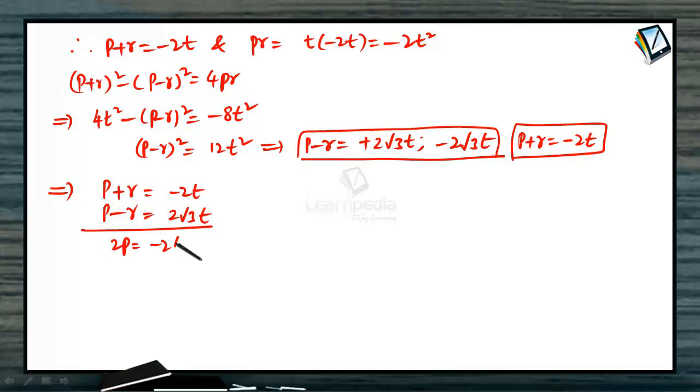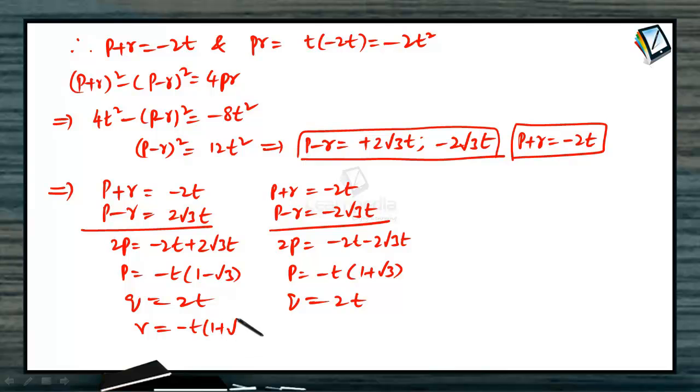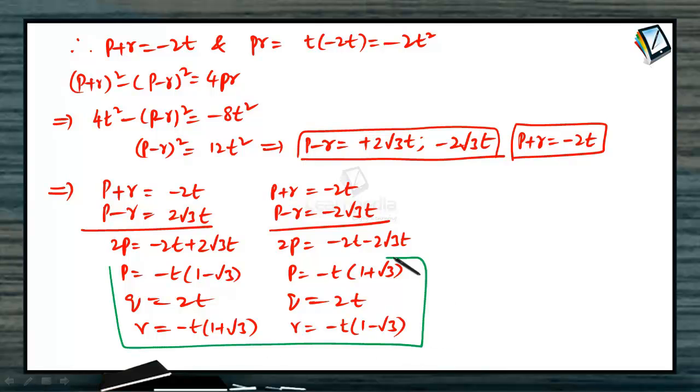then 2p is equal to minus 2t plus 2 root 3 t. Thereby p is equal to minus t into 1 minus root 3. And when I take p plus r as minus 2t and p minus r as minus 2 root 3 t, then 2p is equal to minus 2t minus 2 root 3 t, so p will be equal to minus t into 1 plus root 3. So the p values are got. From this I can find the r value. Here q is equal to 2t, a fixed value. Then r value is minus t into 1 plus root 3, and the other r value is minus t into 1 minus root 3. So these are the sets of values from which you can take the ratio.